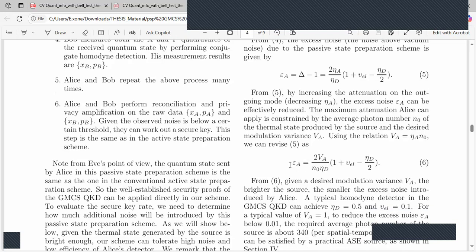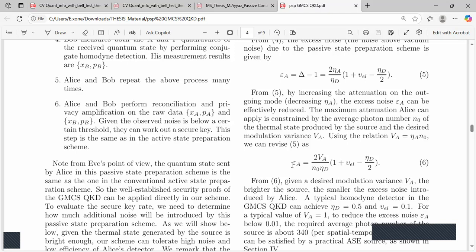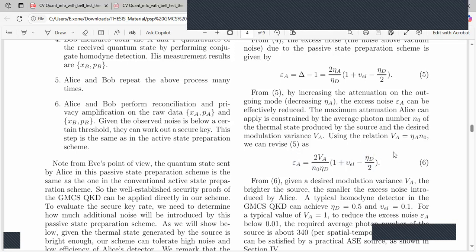In order to minimize that variance, or that uncertainty in Alice and Bob's measurement, we have to optimize V_A. We can optimize it by using an optimal average photon number and controlling the attenuation. By the combination of attenuation and average photon number, we get an optimal variance that is going to control or minimize that noise, and that's how we can increase our secret key rate.